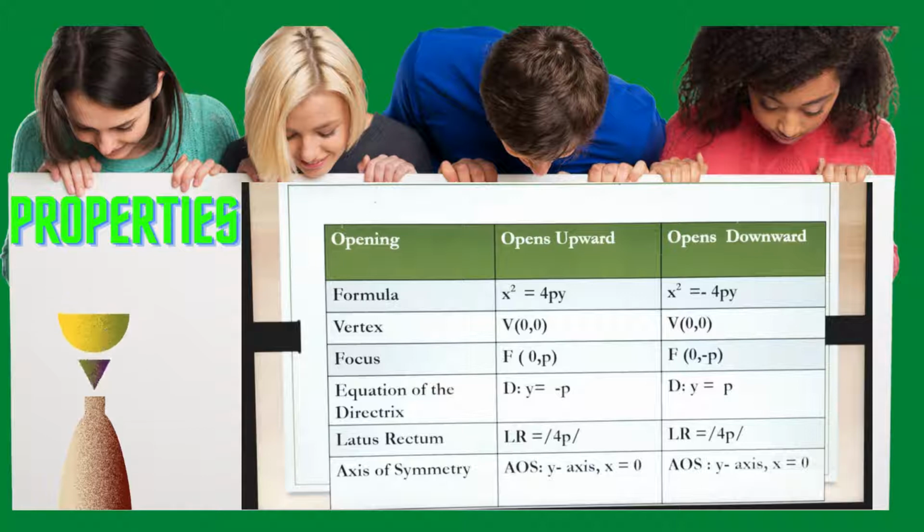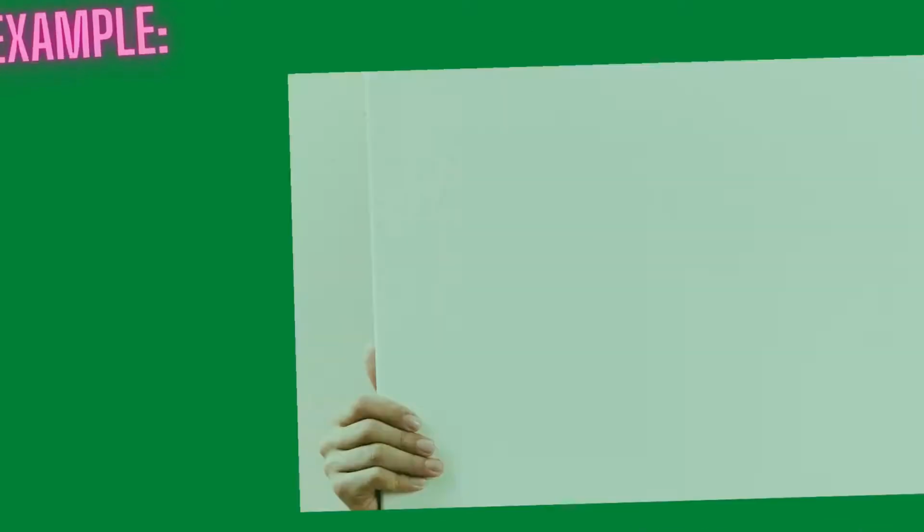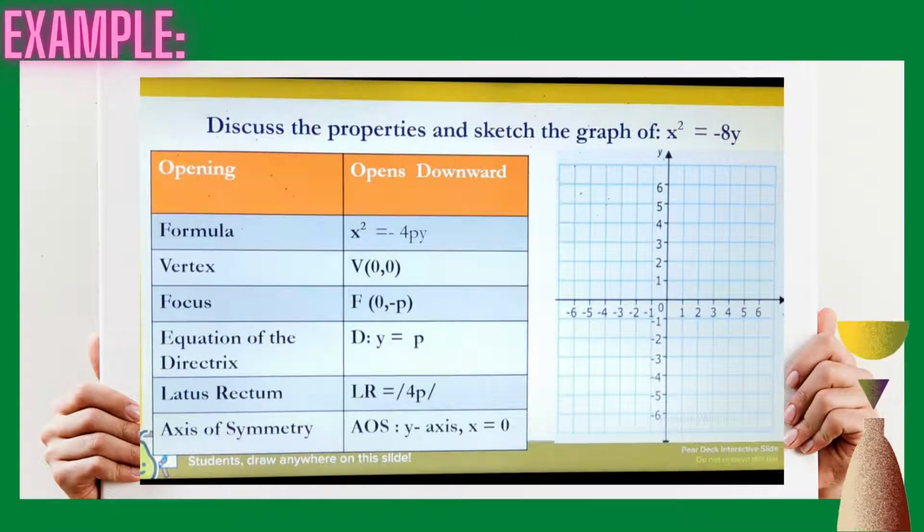For the parabola that opens downward, the vertex is at the point of origin, coordinates of the focus at 0, -p, equation of directrix y equals p, the latus rectum equals 4p, and the axis of symmetry is y-axis, which means x equals 0. All right. For better understanding of the properties, let us discuss the properties and draw the graph of x squared equals -8y.